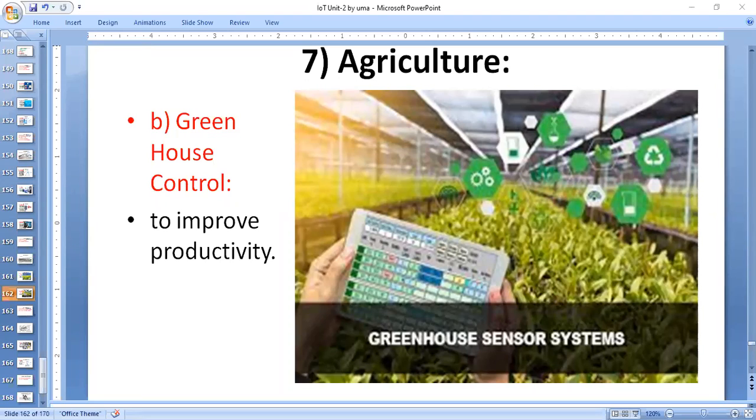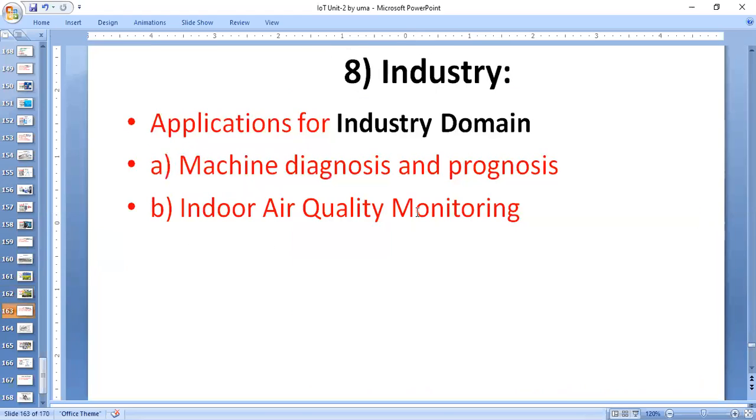Here, it also uses different devices for controlling the humidity levels, temperature levels, and other physical parameters in real time. These different physical parameters in a greenhouse. That is called agriculture.